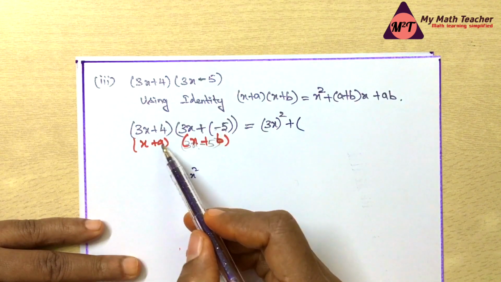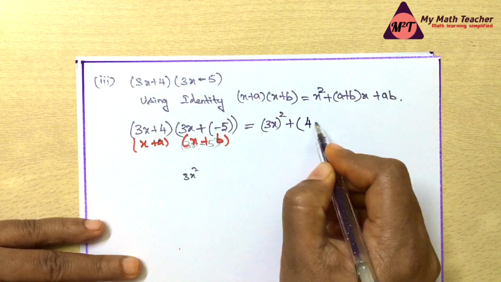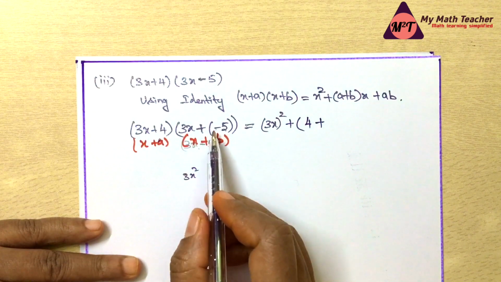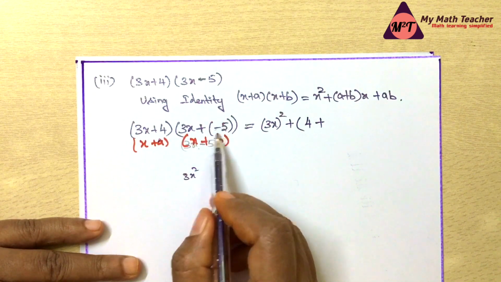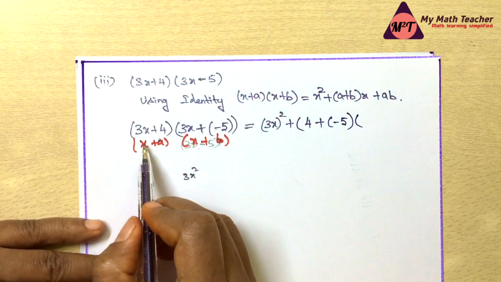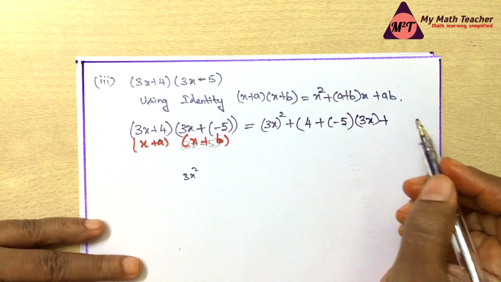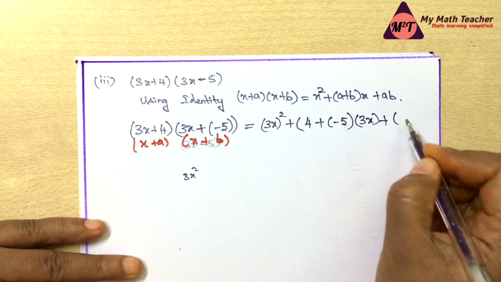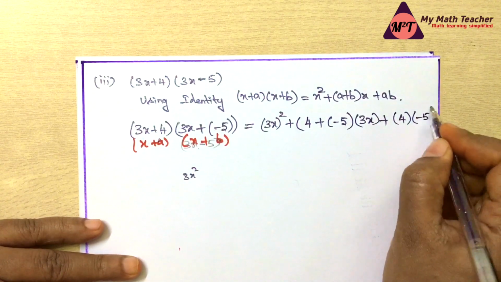What is a here? According to the question, a here is compared with this, it is 4 plus b here is, according to the question, this is b. b here is which is inside the bracket, minus 5, into x. What is x value? It is 3x plus ab. a here is 4 into b. b again it is minus 5.